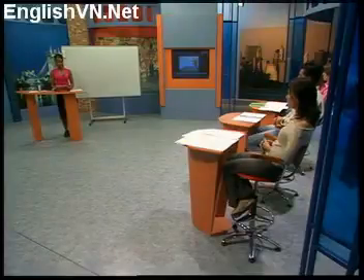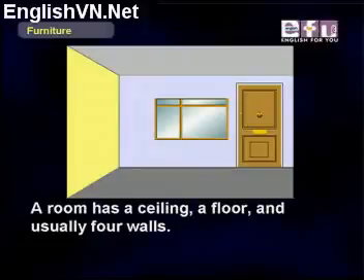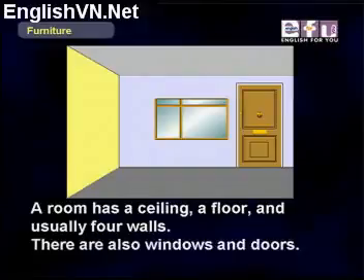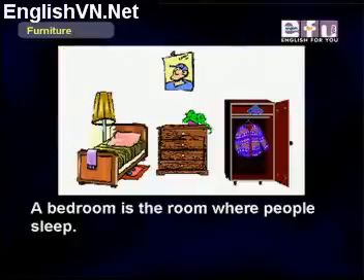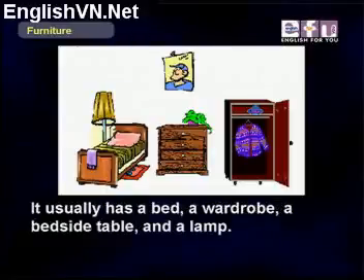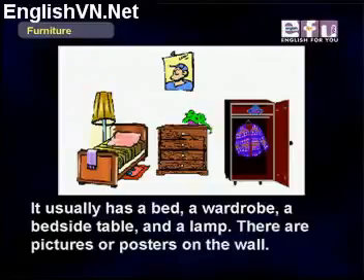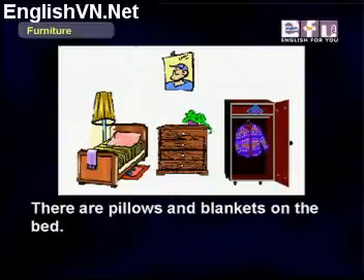Okay, take a look at your screen. A room has a ceiling, a floor, and usually 4 walls. There are also windows and doors. A bedroom is the room where people sleep. It usually has a bed, a wardrobe, a bedside table, and a lamp. There are pictures or posters on the wall. There are pillows and blankets on the bed.